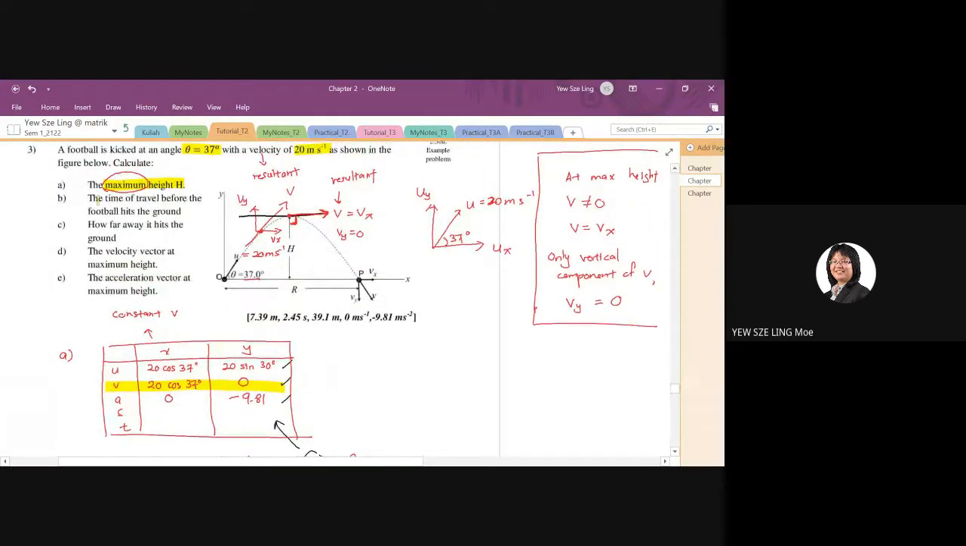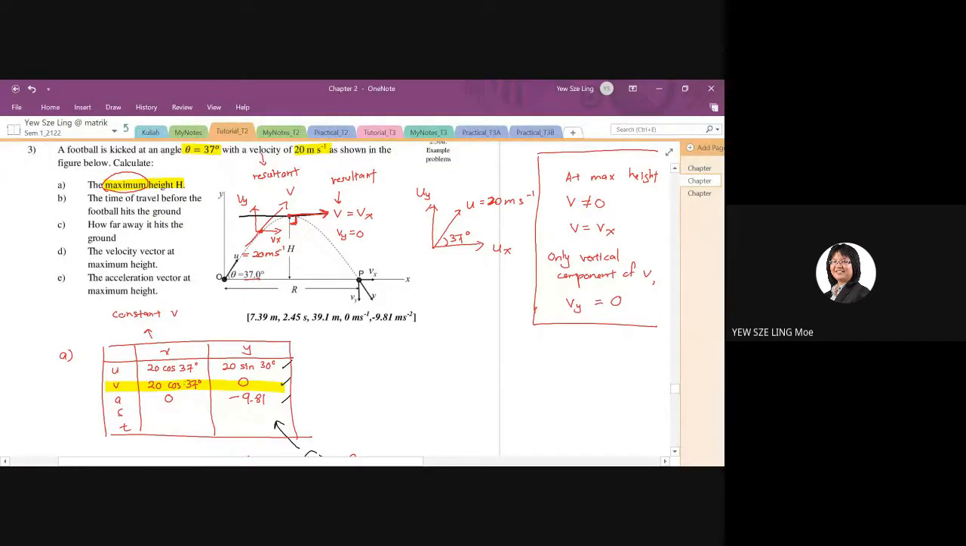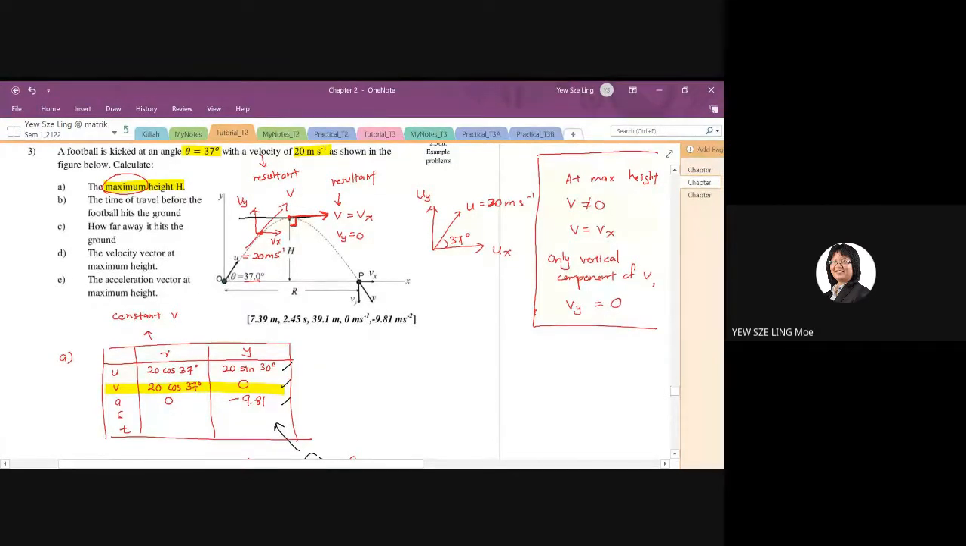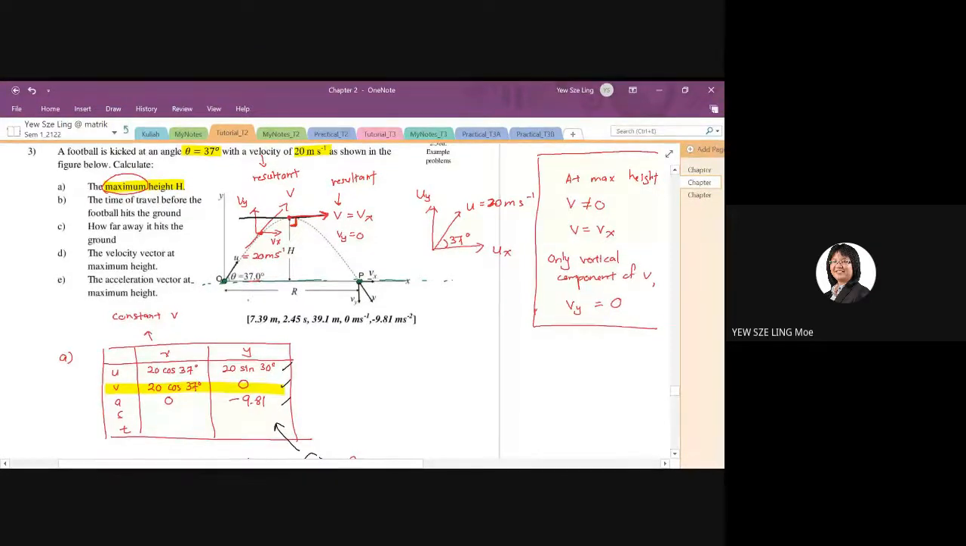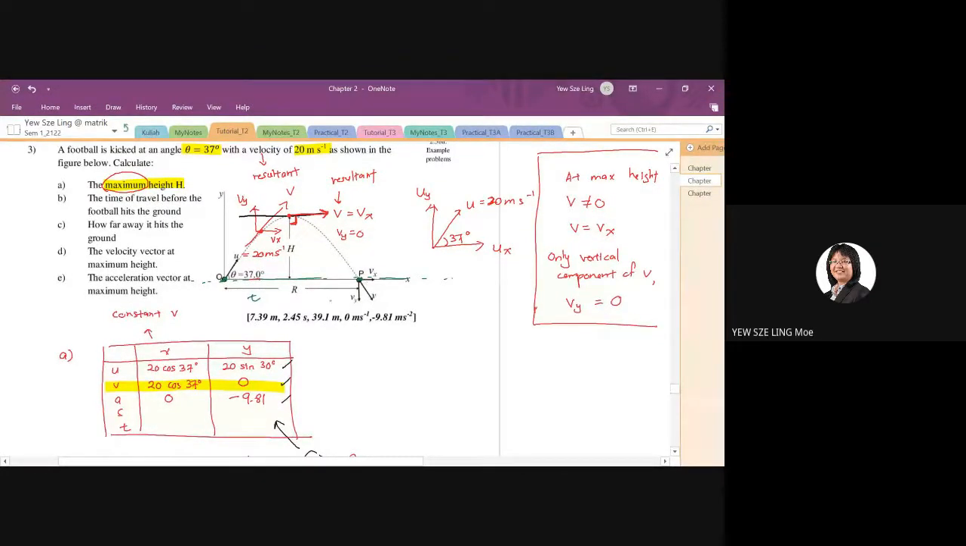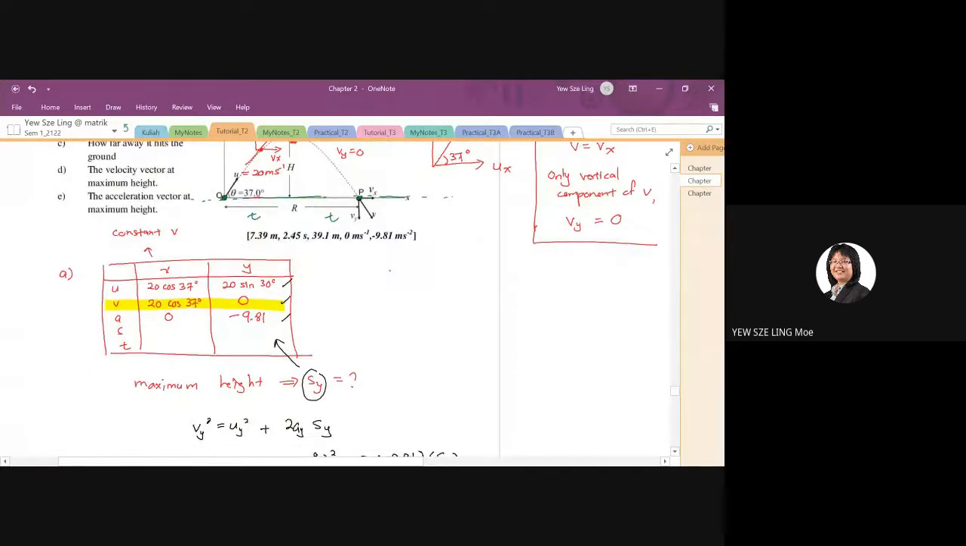All right, now let's look at question B. The time of travel before the football hits the ground. Now, for question B, can we use the information from the table from question A? Yes, you can. Because if you have a projectile motion where it starts from the ground and then ends on the ground, at the same level, then the time taken to reach maximum height and the time taken from maximum height to reach the ground are equal. So you can still use the table from question A if you want. If you don't want, I will show you the second method after this.